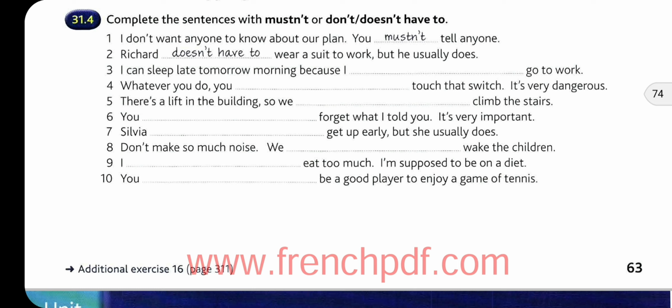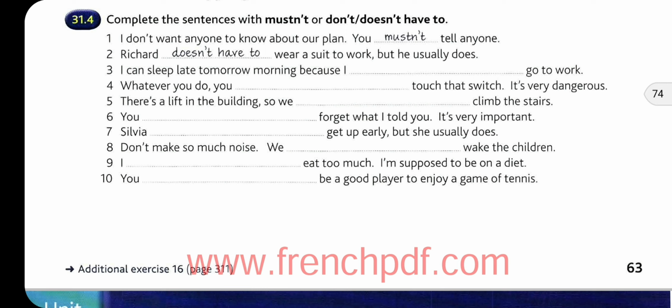أوكي عندنا number 8: don't make so much noise, we wake the children. إذا إحنا لازم نسوي الضوضاء على مود يستيقظون الأطفال. فش نسوي بهذه الحالة don't make so much noise, we must not wake the children, it is obligatory. Number 9, أوكي قلنا هنا: I must not eat too much, I'm supposed to be on a diet.